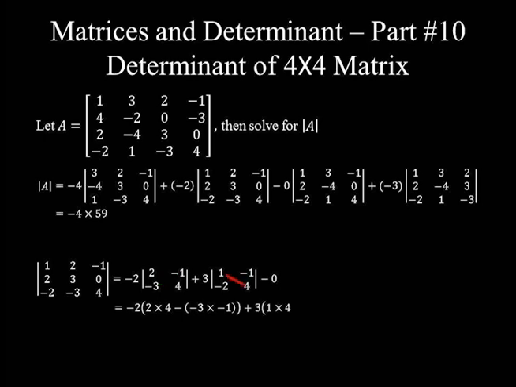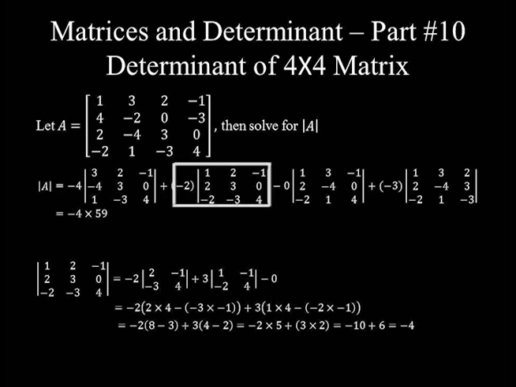times 1 times 4 minus negative 2 times negative 1, which is equal to negative 2 times 4 is 8, minus negative 3 times negative 1 is positive 3, plus 3 times 1 times 4 is 4, minus negative 2 times negative 1 is positive 2, which is equal to negative 2 times 8 minus 3 is plus 5, plus 3 times 4 minus 2 is 2, which is equal to negative 2 times 5 is negative 10, plus 3 times 2 is 6. Negative 10 plus 6 is negative 4. So the value of this expression is plus 2 times negative 2 times negative 4.